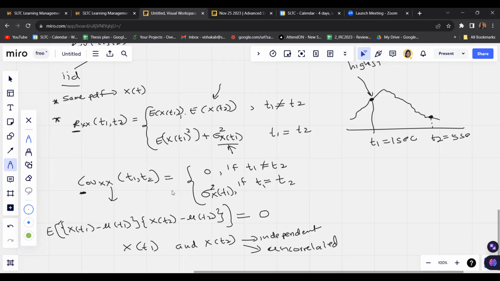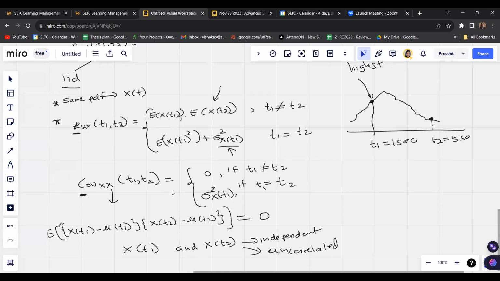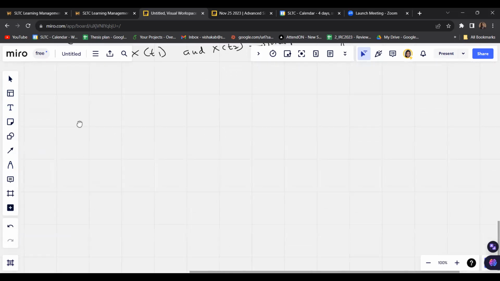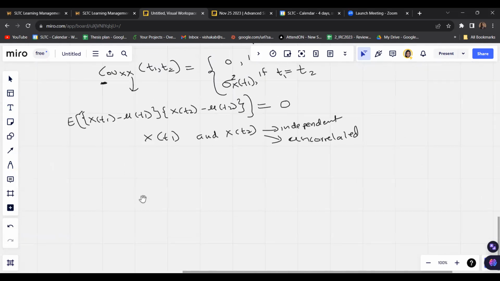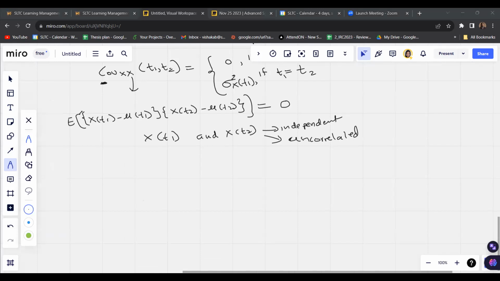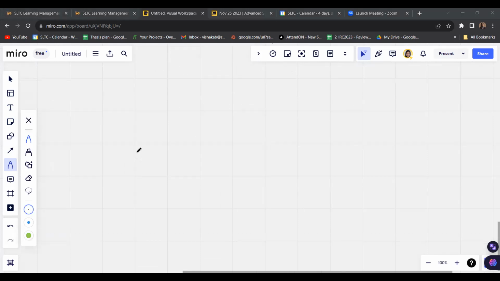Apart from that, I would like to discuss the orthogonal random processes case. Orthogonal random processes are processes where the product between the two random variables, and its expectation value, equals 0. So for orthogonal random processes, if you are considering the same random process, I will say that we are considering the orthogonal random processes.